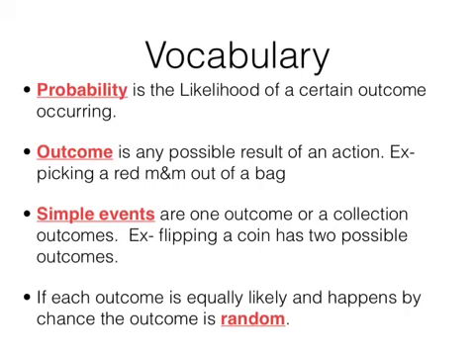Simple events are one outcome or a collection of outcomes. For example, flipping a coin has two possible outcomes, and flipping the coin is a simple event. If each outcome is equally likely and happens by chance, the outcome is considered random.